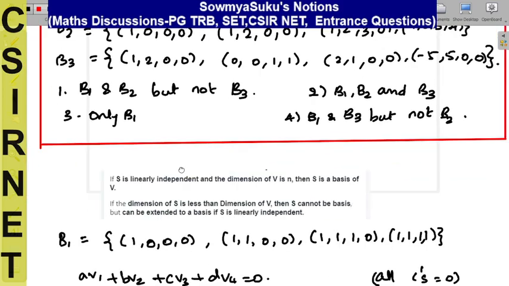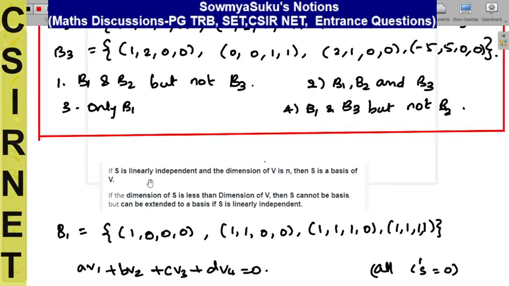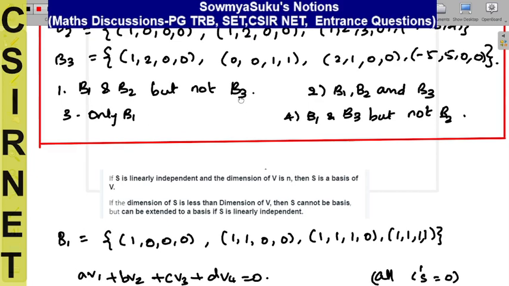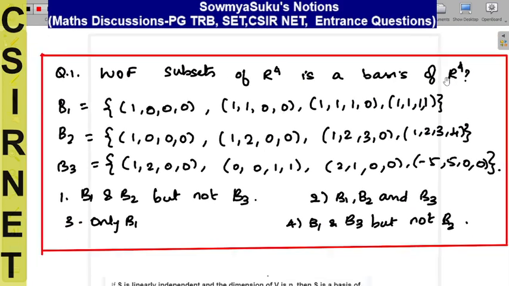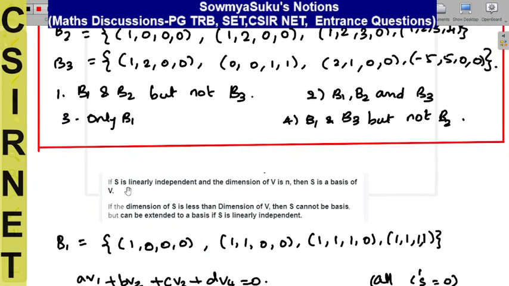Here it is given that if S is linearly independent and the dimension of V is n, then we can say that S is a basis of V. Here the dimension of V is equal to 4: 1, 2, 3, 4. So that is okay. Second, we have to check whether that subset is linearly independent or not. If it is linearly independent, then we can say that the subset is a basis of V.